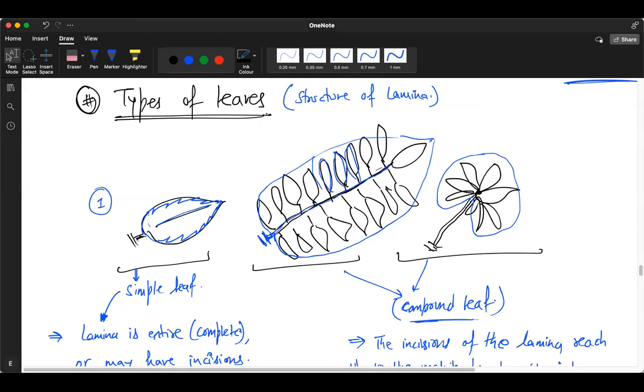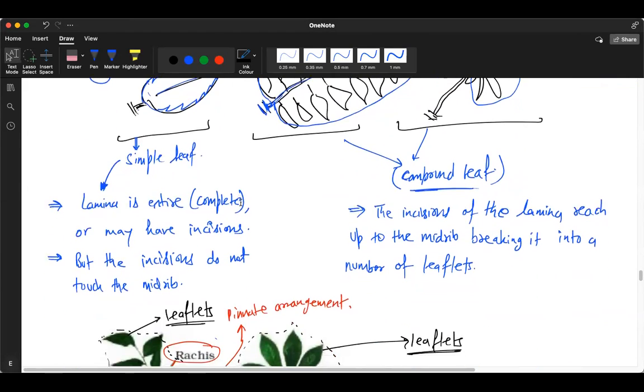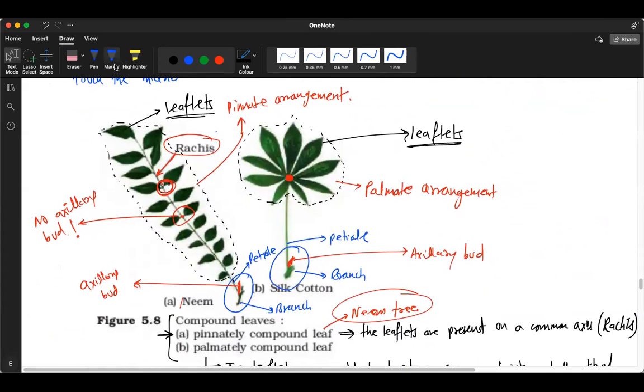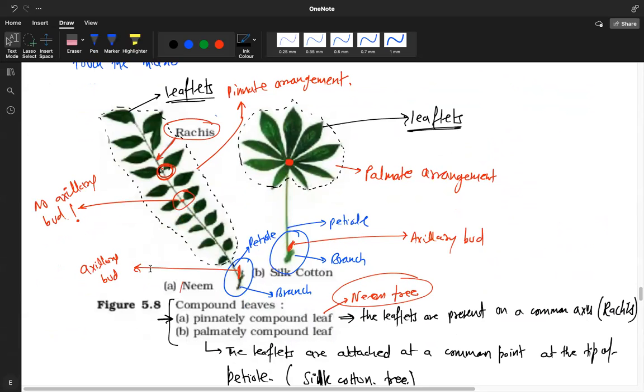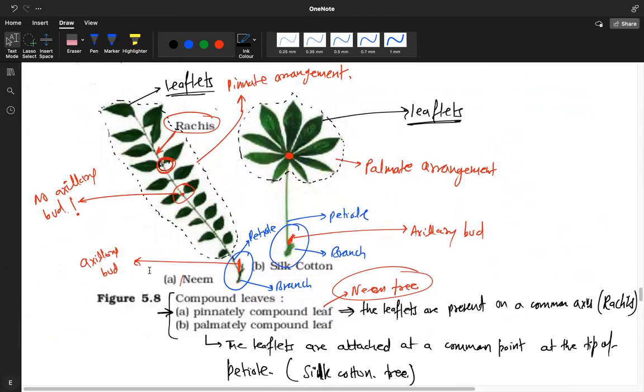In pinnately compound leaf, the leaflets are present on a common axis called the rachis. Rachis represents the midrib of the leaf, example neem. In palmately compound leaf, the leaflets are attached to a common point, at the tip of the petiole, example silk cotton.